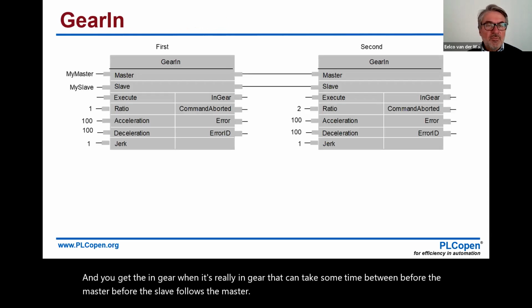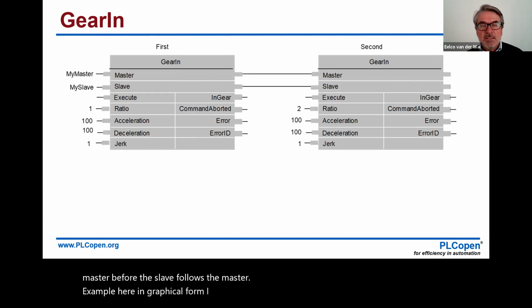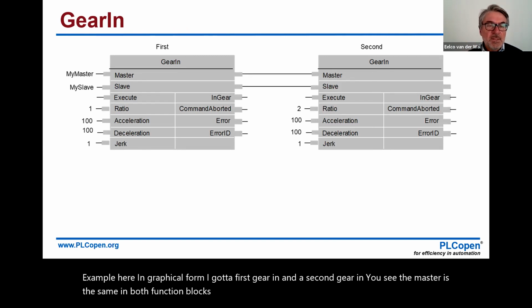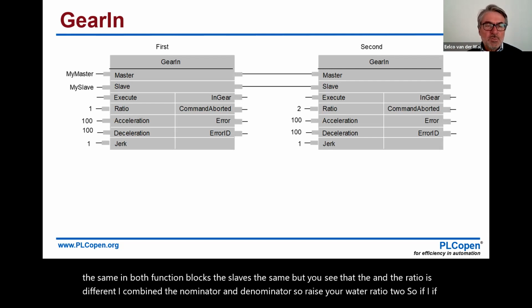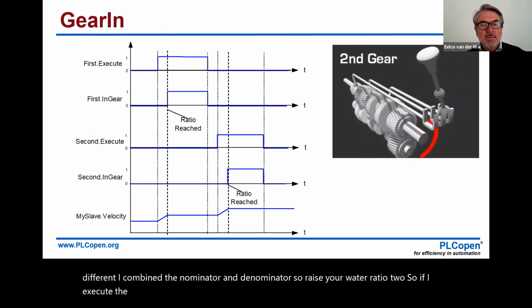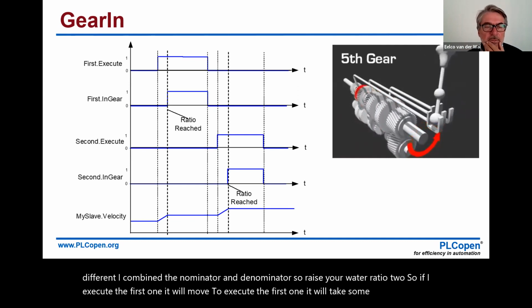Example here in the graphical form, I got a first gear in and a second gear in. You see the master is the same in both function blocks, the slave is the same, but you see that the ratio is different. I combined the numerator and denominator, so ratio 1 and ratio 2. So if I execute the first one, it will move. To execute the first one, it will take some time before it's in gear.